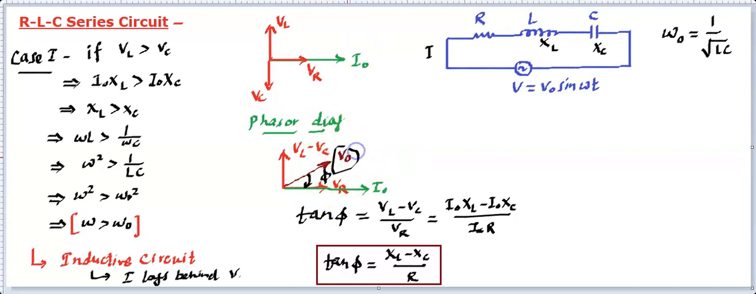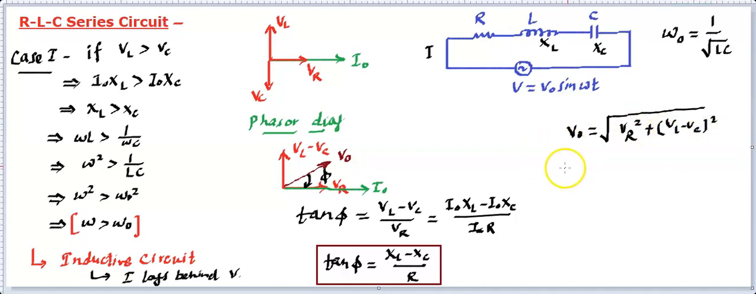So for that sake, use the resultant formula, and as per the resultant formula V naught is going to be equal to square root of this squared plus this squared, right? This is a vector sum of these two vectors. So we can write it as VR squared plus (VL minus VC) whole squared. Now since these are the peak values I'm writing, you can write it as I naught Z in order to find impedance, and you will find these all will be written in terms of resistance, reactances and the current.